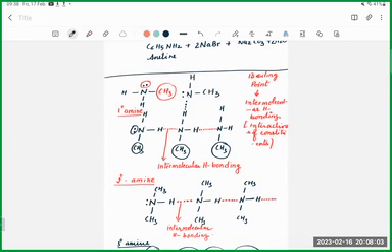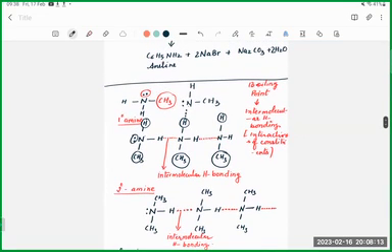Yes, ma'am. See, hydrogen is available, right? One hydrogen is available here. So this hydrogen may also go for intermolecular hydrogen bonding. So in primary amines, we can say there is maximum possibility of intermolecular hydrogen bonding.